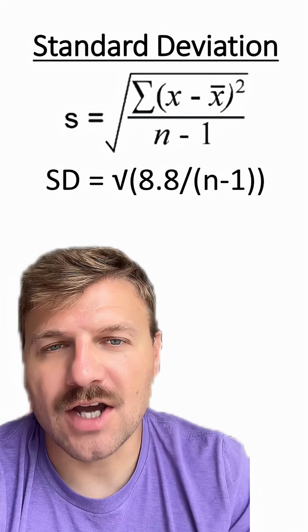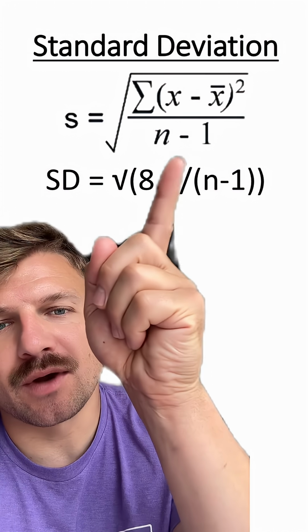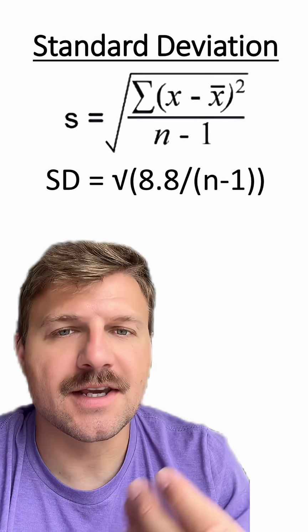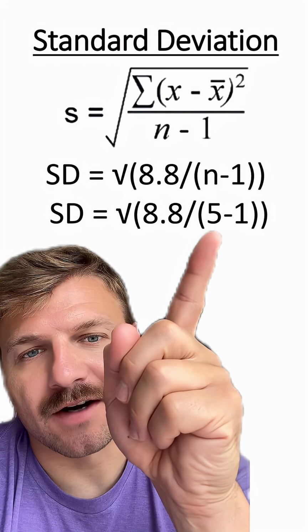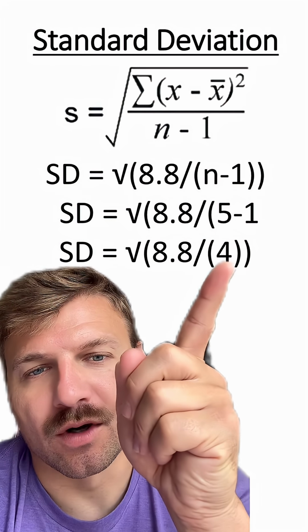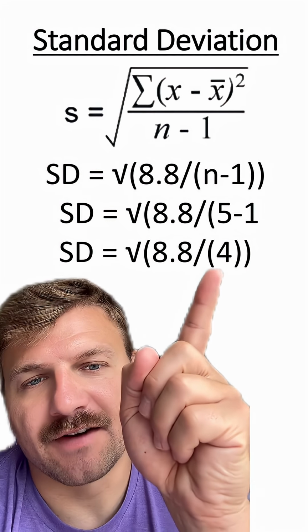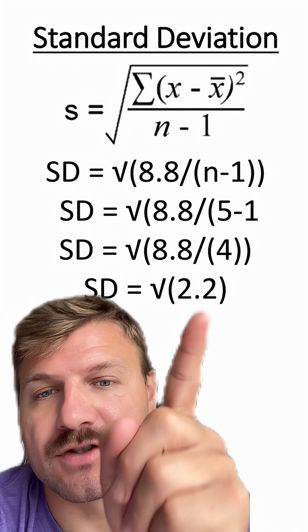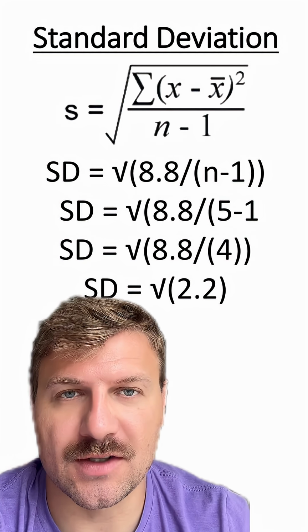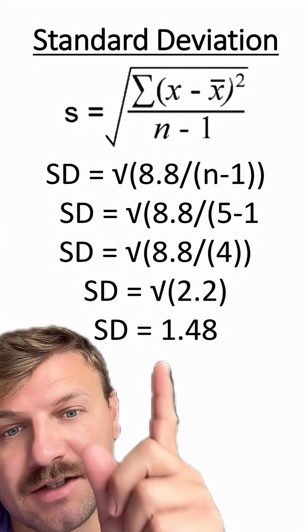So since we have the top, now we have to do the bottom, n minus 1, n being the number of data points that we had in our data set. Since there were 5 data points, we're going to put 5 in for n. 5 minus 1 is 4. So now we're going to take 8.8 and divide it by 4, and that's going to be 2.2. Now we take the square root of 2.2, and that's our standard deviation, which means our standard deviation is 1.48.